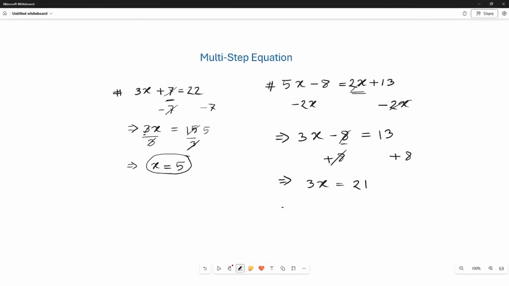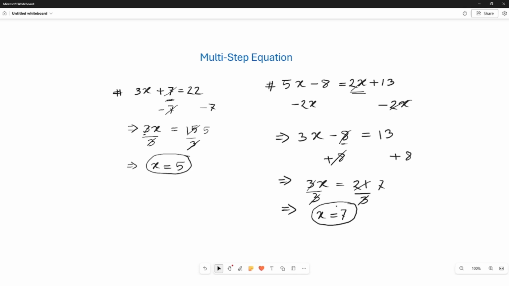So now we can divide both sides by 3. So 3x divided by 3 and 21 divided by 3. So 21 divided by 3 means 7, and we can cancel out this 3. So x equals 7.